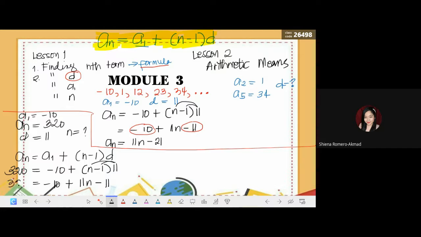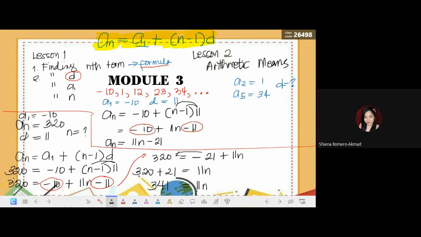Then we'll have 320. Right? So, combine muna natin yung similar terms bago tayo mag-transpose. So, magiging 320 equals negative 21 plus 11n. Transpose na natin sa negative 21, we'll have 320 plus 21 equals 11n. So this is 341 equals 11n.